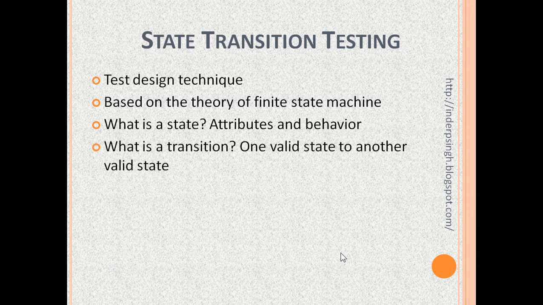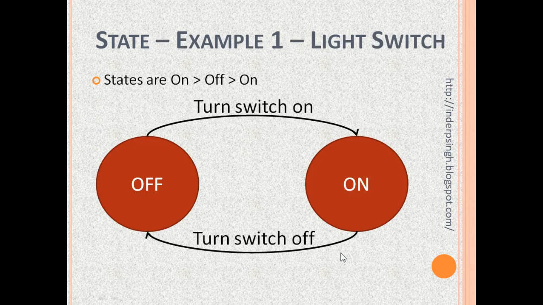The next question is, what is a transition? A transition is movement from one valid state to another valid state. And this is what we test in state transition testing. So let us see an example.